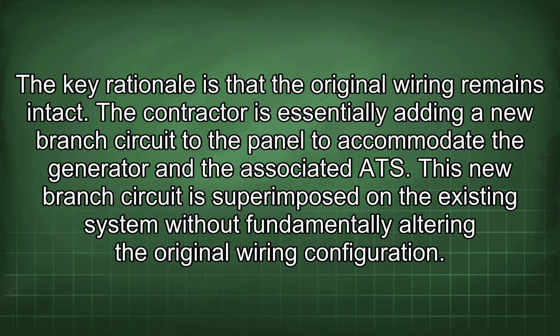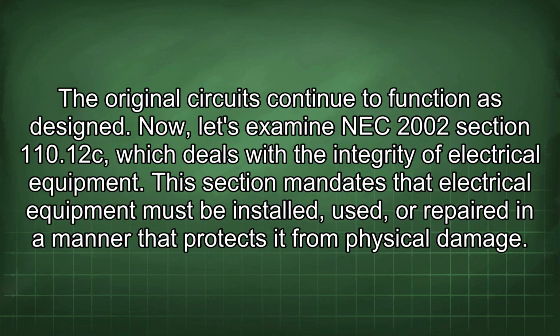The contractor is essentially adding a new branch circuit to the panel to accommodate the generator and the associated ATS. This new branch circuit is superimposed on the existing system without fundamentally altering the original wiring configuration. The original circuits continue to function as designed.